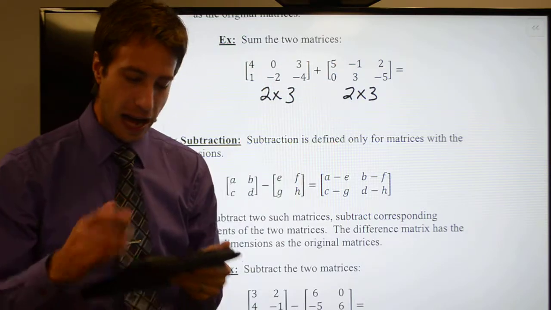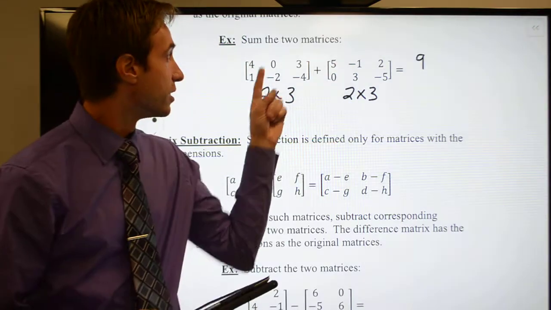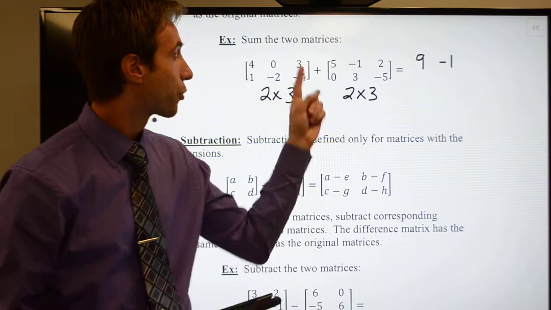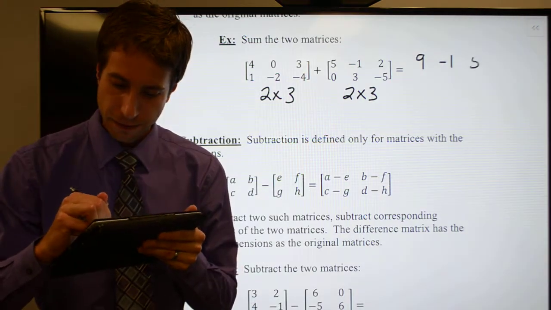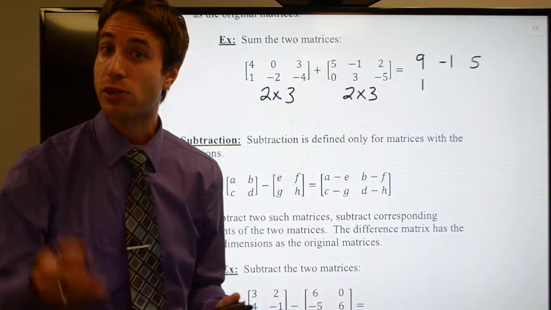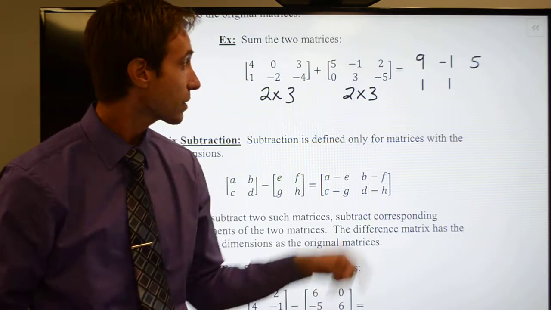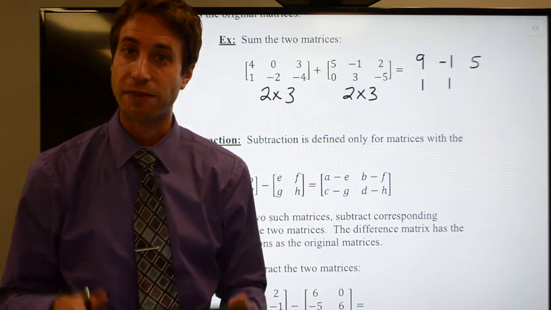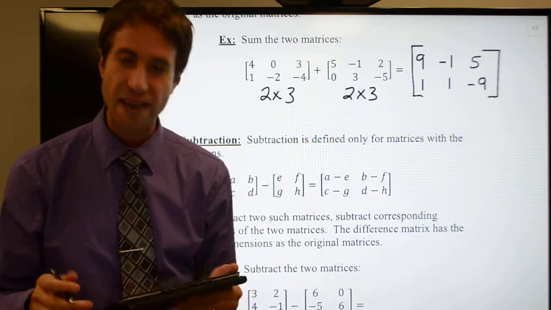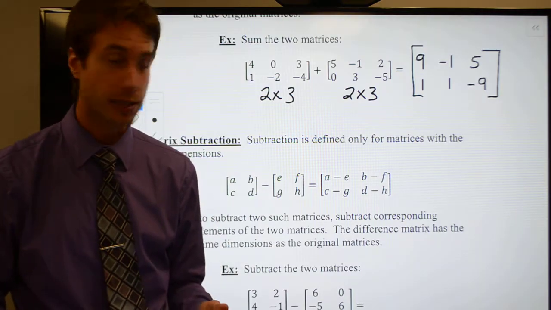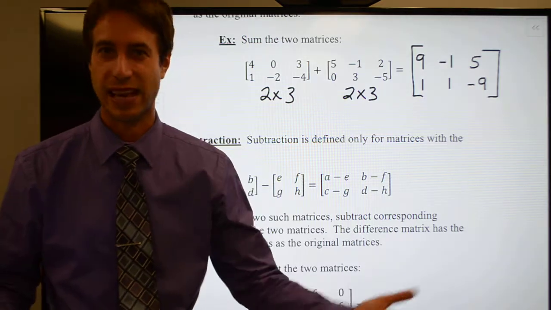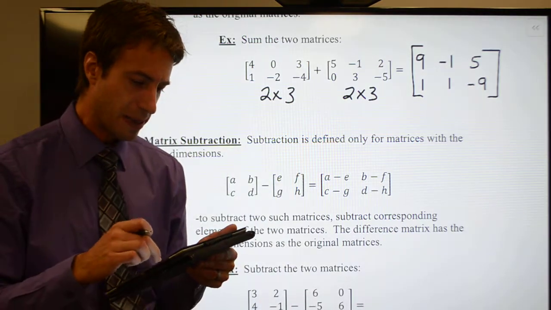4 plus 5 is going to be 9. 0 plus a -1 would be -1. 3 plus 2 would be 5. 1 plus 0 is 1. -2 plus 3 would be a +1. And -4 plus a -5 would be -9. What I have just done is I have found my sum matrix. Right? This represents my sum matrix. Not bad, right? Yeah, piece of cake. Let's take a look at the subtraction. Maybe that'll be trickier.